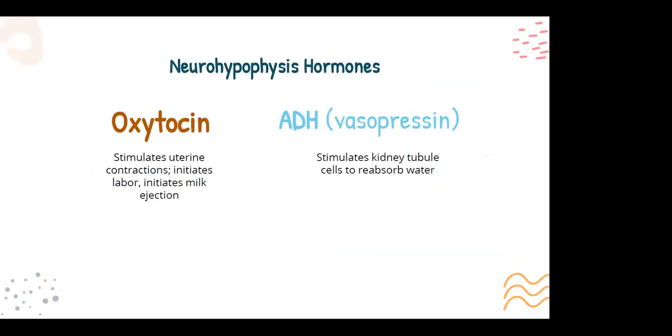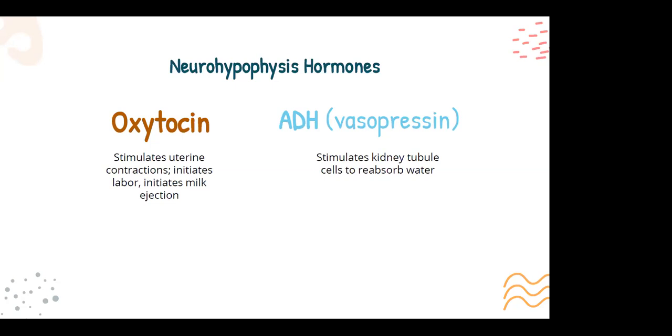Okay, moving on to the posterior pituitary gland or neurohypophysis. The first hormone produced by this pituitary gland is oxytocin. This oxytocin will stimulate uterine contraction and initiate labor, and it also stimulates the smooth muscle of the breast to initiate milk ejection. And the next one is ADH, antidiuretic hormone or vasopressin, that will stimulate kidney tubule cells to reabsorb water.